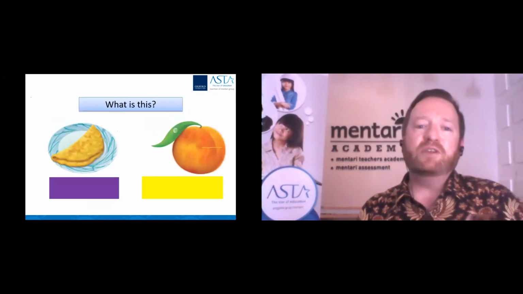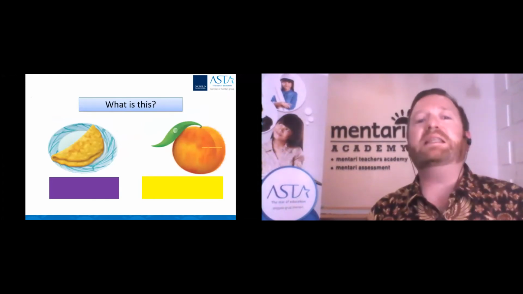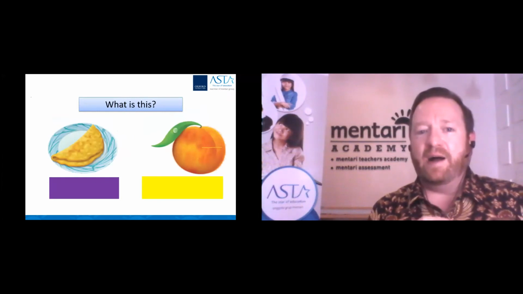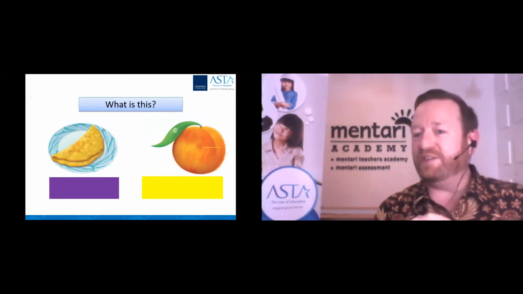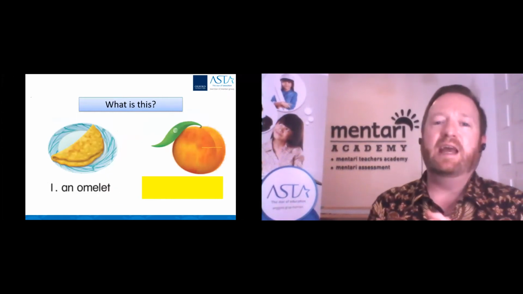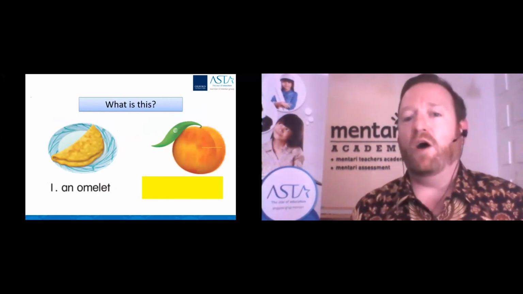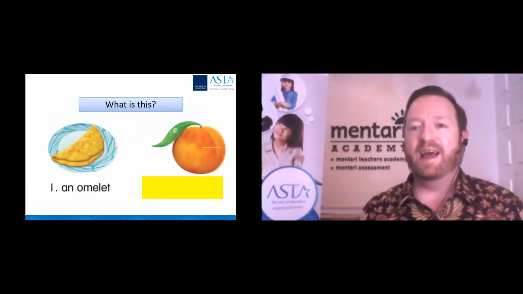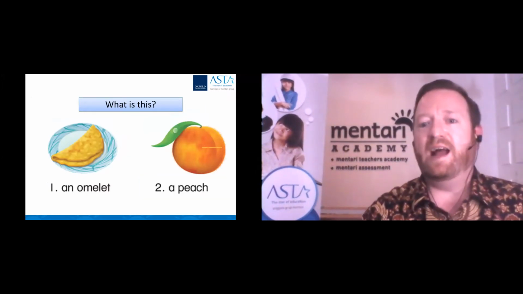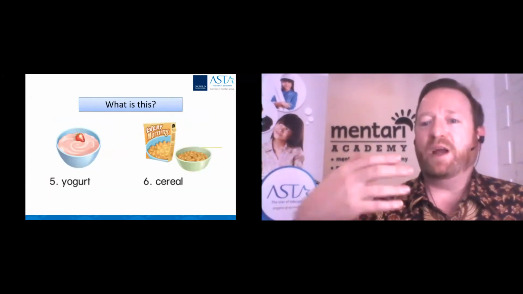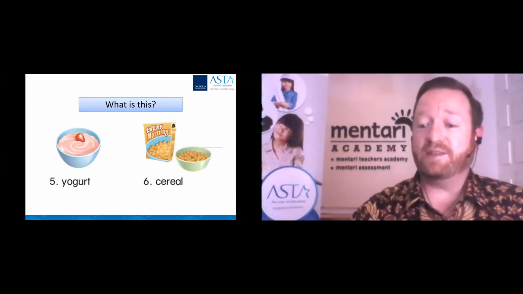But then we might want to then ask, okay, what is this? So we show a picture, we can cover the word, and then we can ask individual students to either say or to put it into the chat box. What's this? Yes, okay, an omelette. Everybody, an omelette, good. So you need to practice the pronunciation of this again as well. And you go through all of the vocabulary the same way. This is a good way to present it the first time.